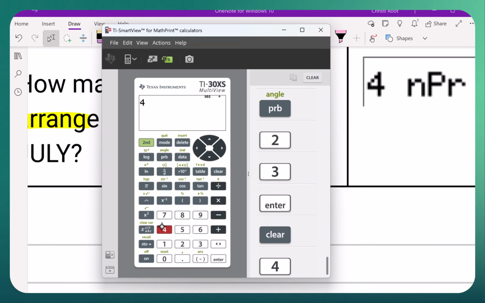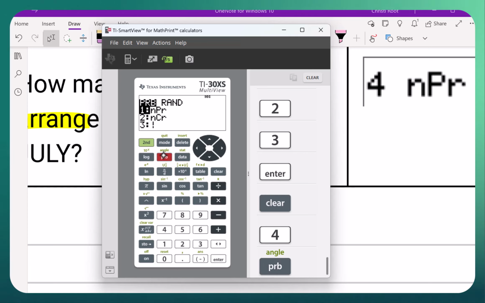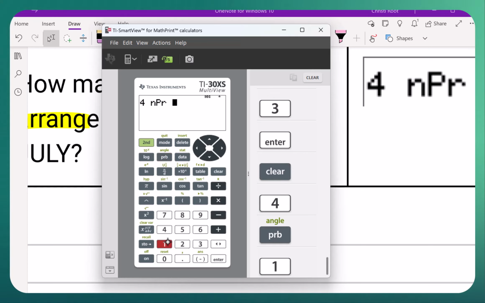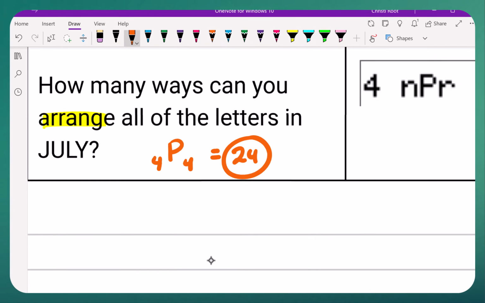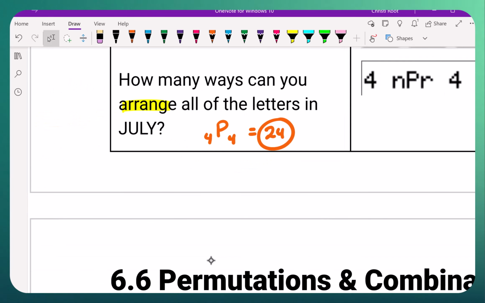Now, do you see the probability button on your calculator? It's PRB, at the top. If you hit PRB, it gives you a choice between a permutation and a combination. If it's a permutation, you're going to hit 1. So you're going to do 4, then permutation, and you're picking 4, and then hit enter. So you should have 24. There are 24 different ways for you to arrange the letters in July.